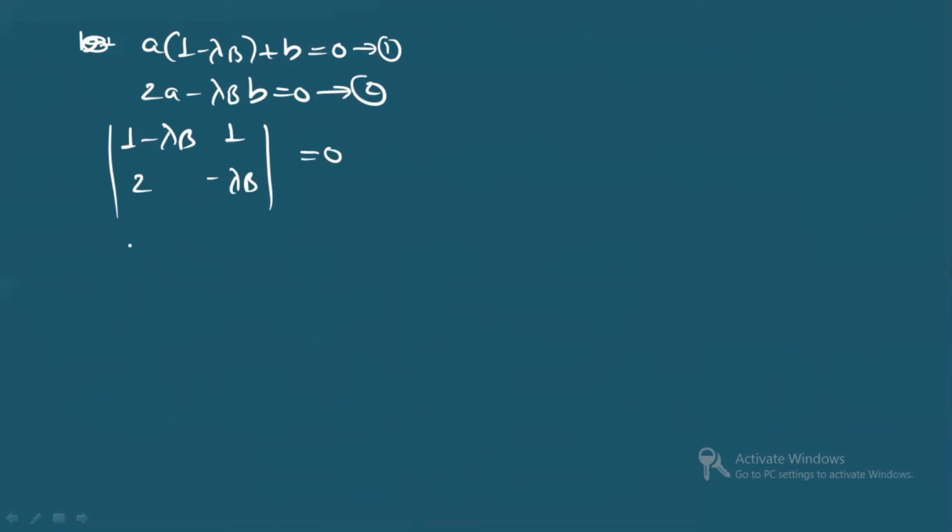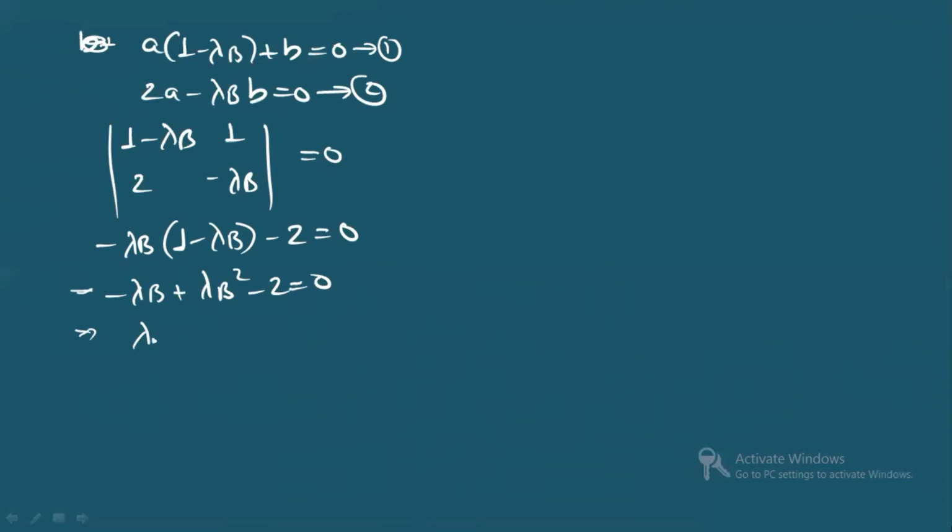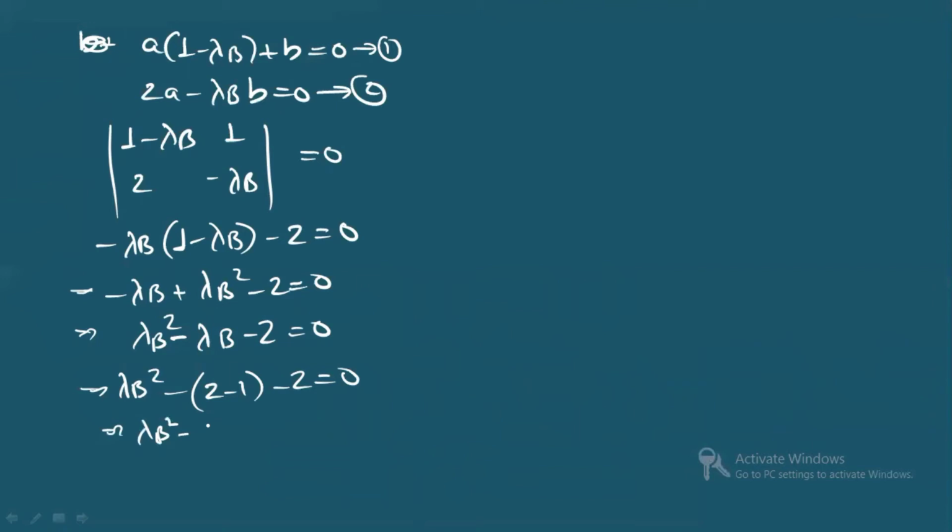So find the determinant of this one. So you will get what? Minus λb into (1 minus λb) minus 2 equals 0. So from here, minus λb plus λb square minus 2 equals 0. So rearranging, λb square minus λb minus 2 equals 0. Now mid-term splitting you will do. λb square minus 2λb plus λb minus 2 equals 0.